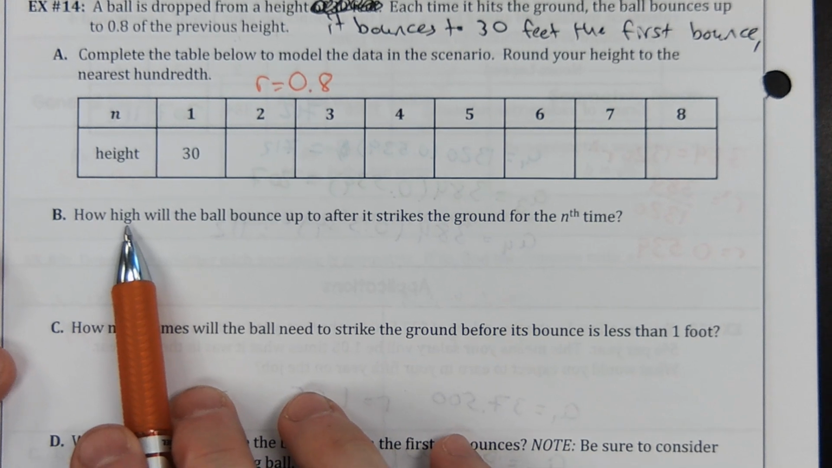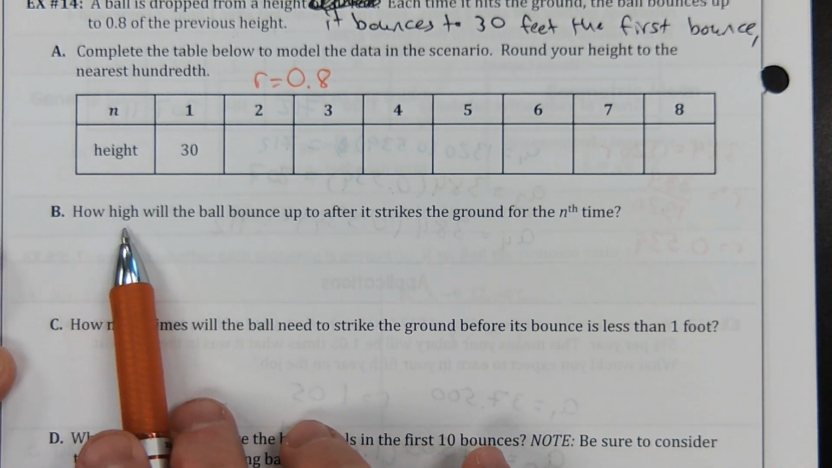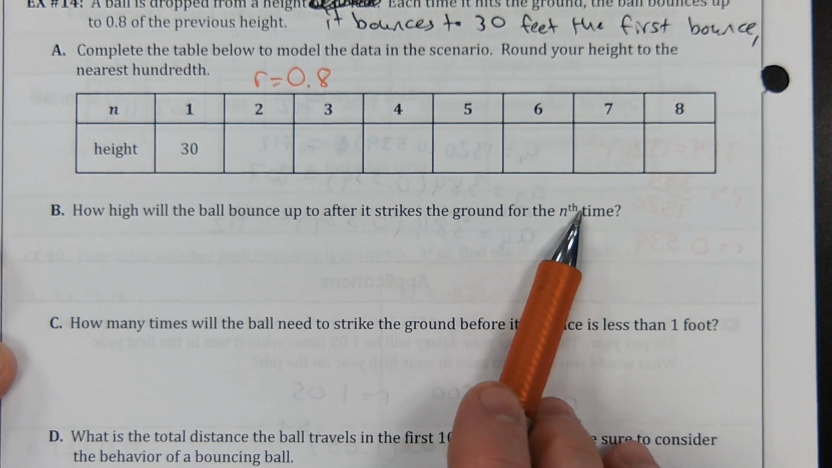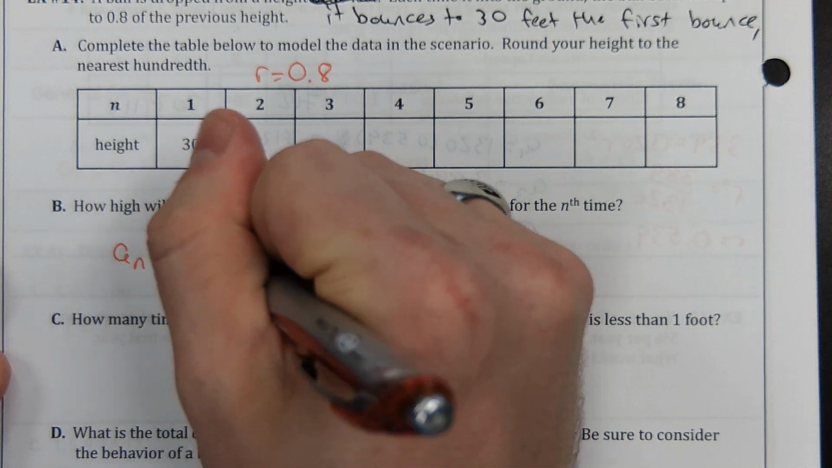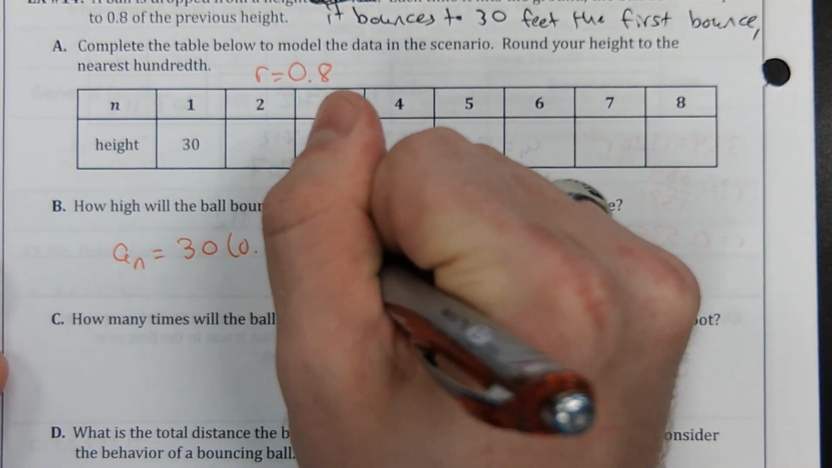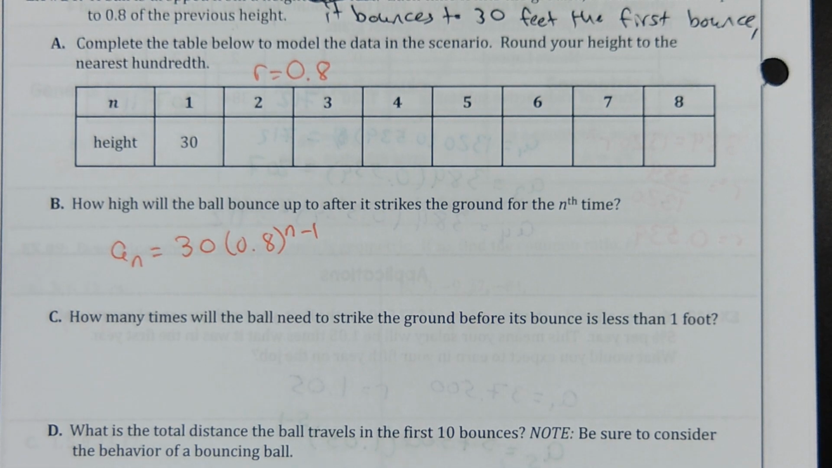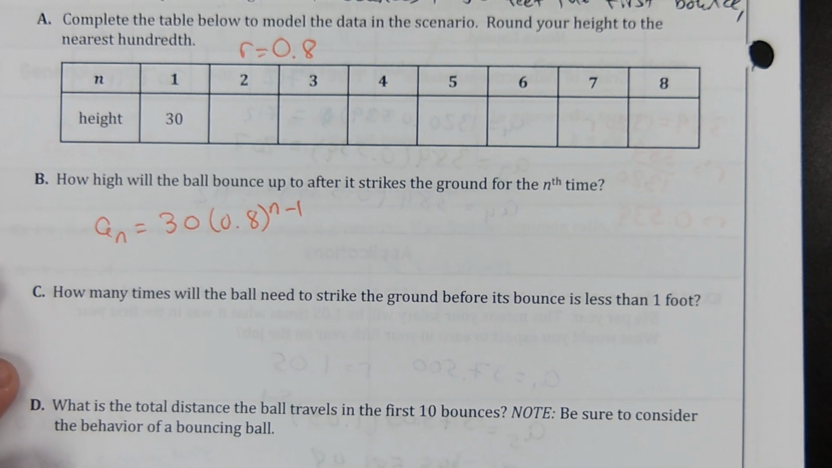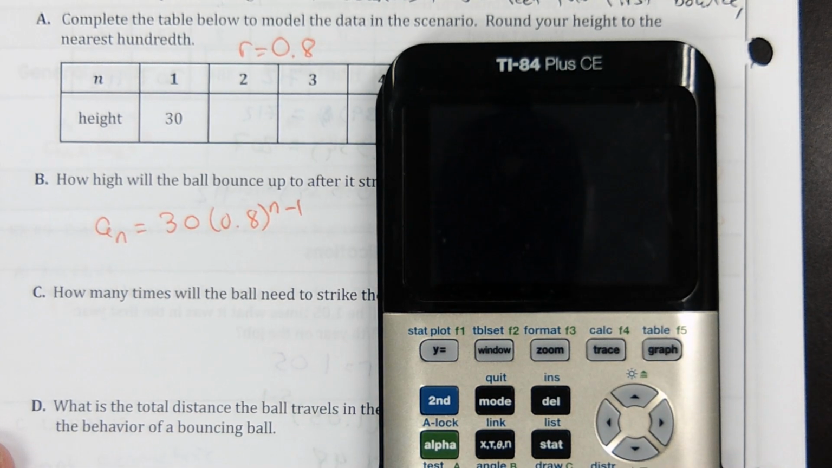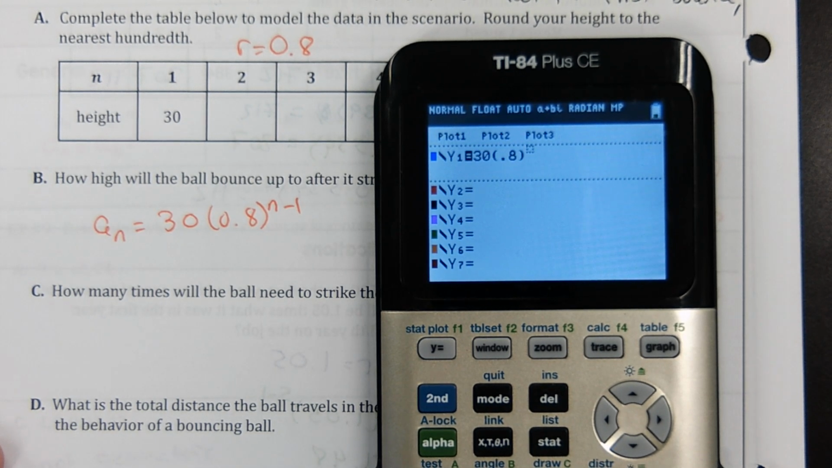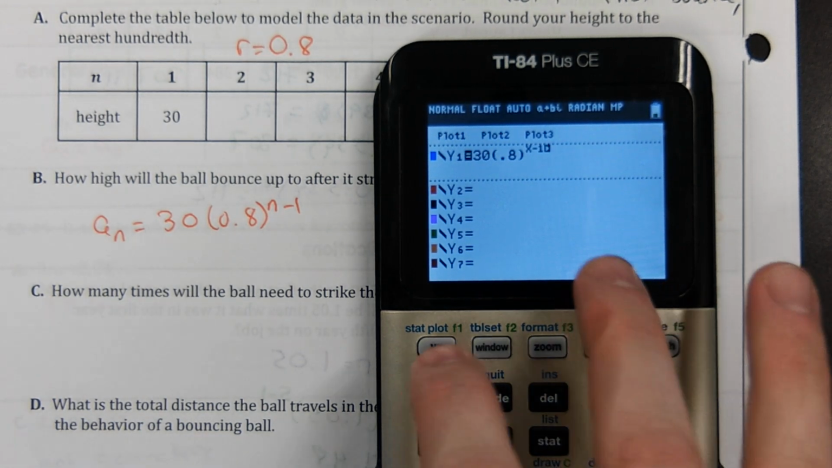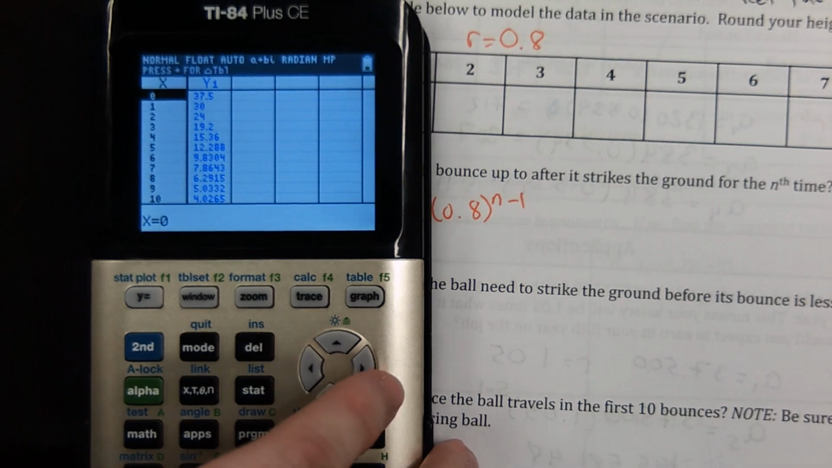Right here, I'm going to skip to part B before I fill out the table. How high will the ball bounce after it strikes the ground for the nth time? Since this one starts with a1. There. And why did I do part B first? Because I'm going to use the table to get all of these numbers. That's why. 30 times 0.8. This is not going to be on a no calculator portion. Stop it. x minus 1. Second table. And now I have all of my numbers.